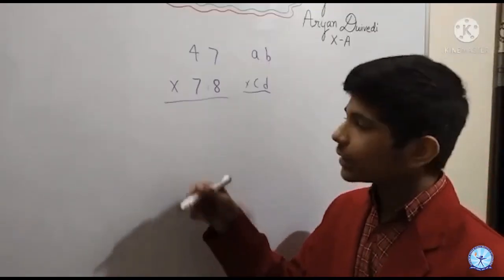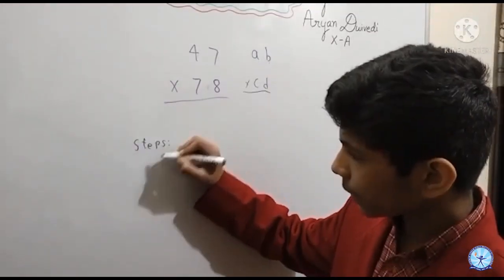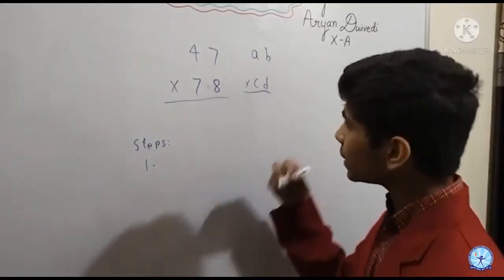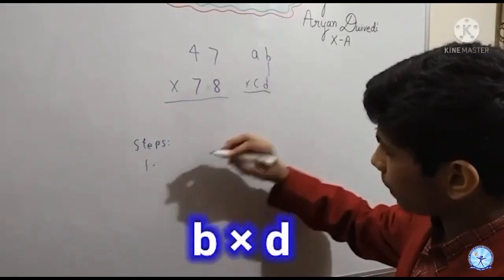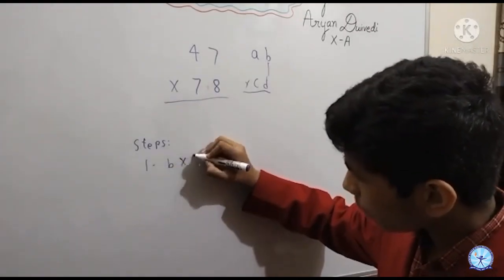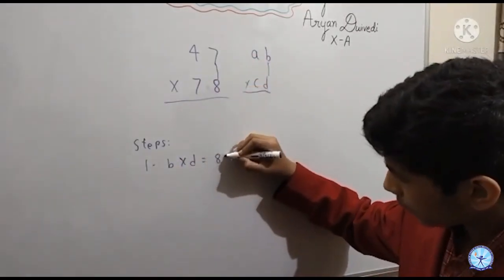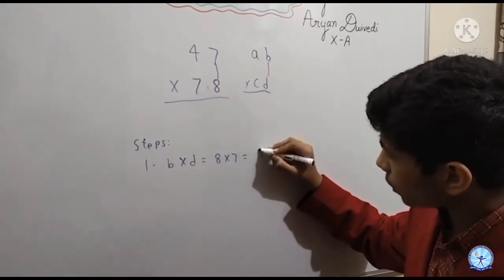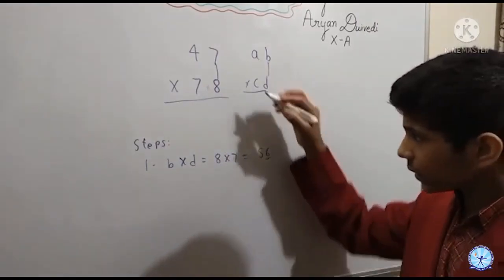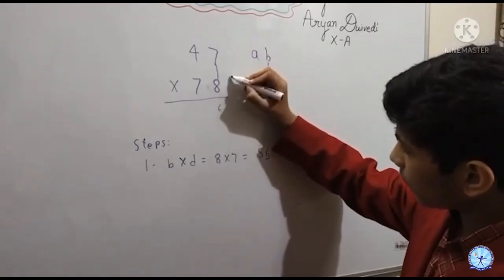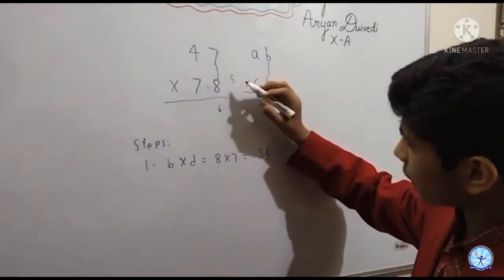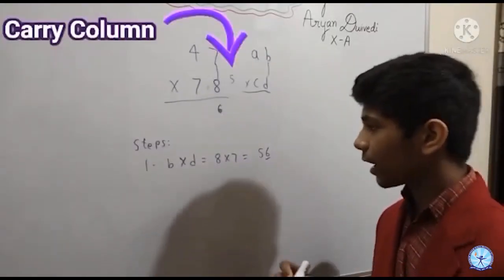So now I will tell you the steps involved in the procedure. There are 3 steps involved. The first step is B multiplied by D. So now multiply B into D. So B is 8 multiplied by 7, which is equal to 56. So now we will write the 1's digit here and the other digit, the 10's digit, in the carry column. Okay, don't forget the carry column.